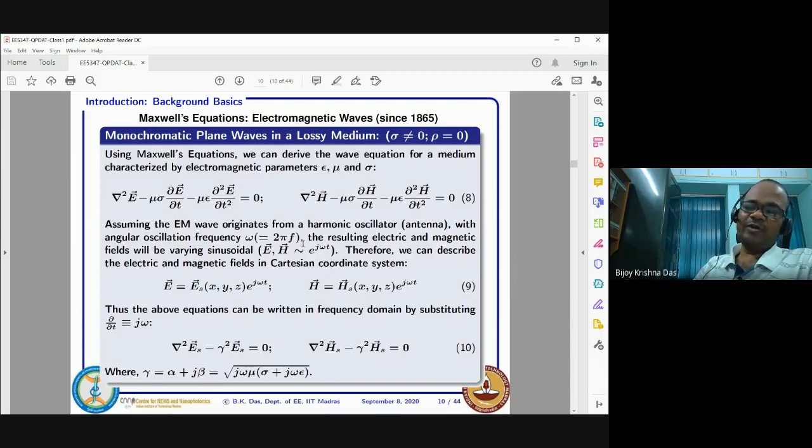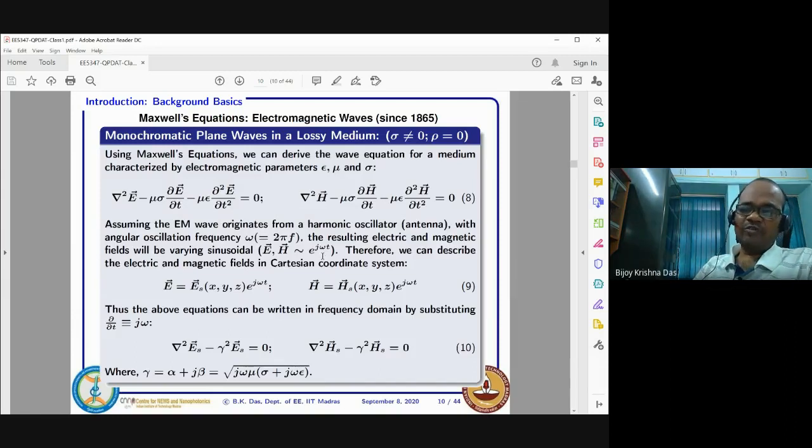The electromagnetic wave is generated from a harmonic oscillator like an antenna, for example, having a single frequency. We can say that this is monochromatic. Monochromatic we normally say for a light wave, but I think for any single frequency you can say monochromatic. And if this is the frequency of oscillation, then because of the current, the electric field as well as the magnetic field will be oscillating with this frequency. So when they radiate from the antenna, both electric field and magnetic field are sinusoidally oscillating, e to the power j omega t.